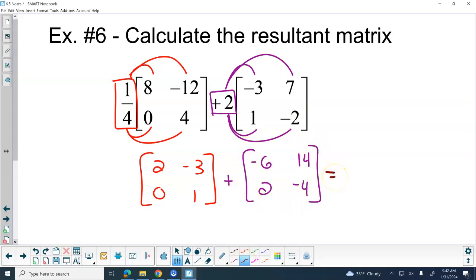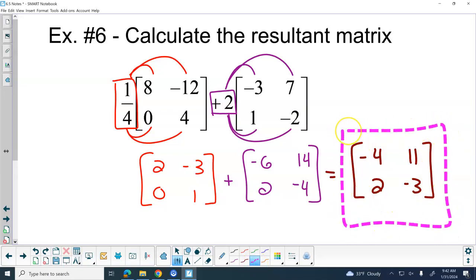So then 2 plus negative 6 is going to be negative 4. Negative 3 plus 14 is going to be 11. 0 plus 2 is going to be 2. 1 plus negative 4 is going to be negative 3. So we end up with the 2 by 2 matrix negative 4, 11, 2, negative 3.